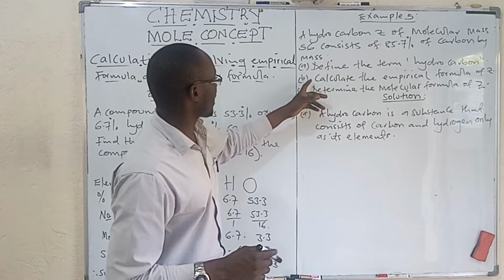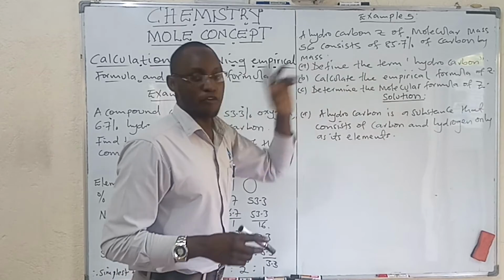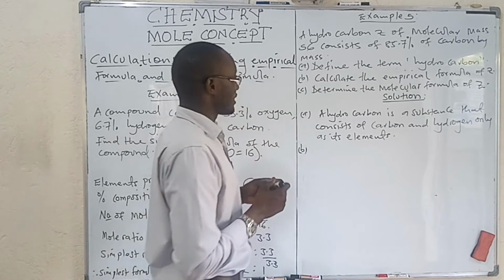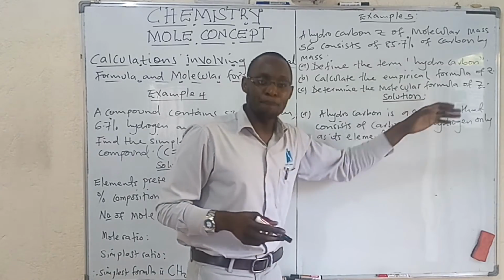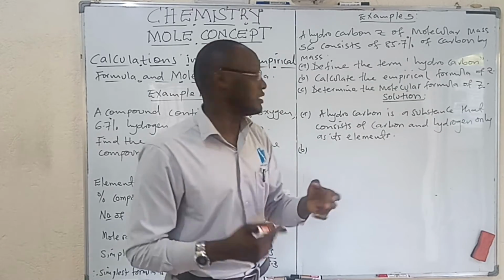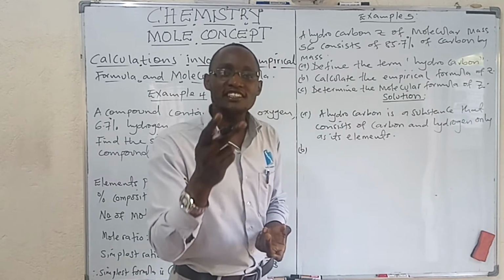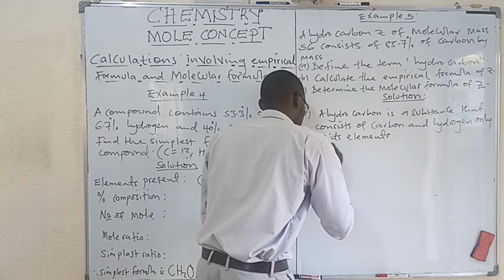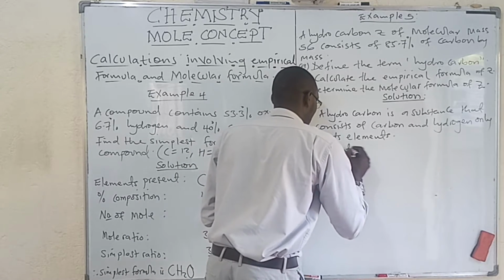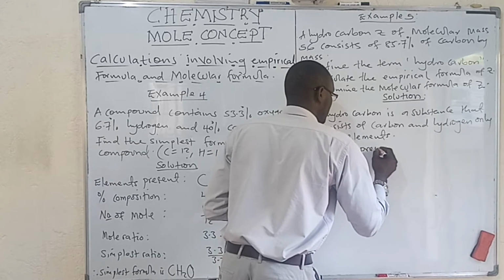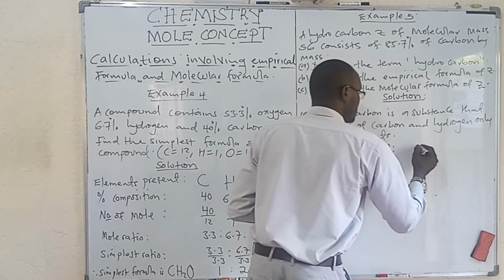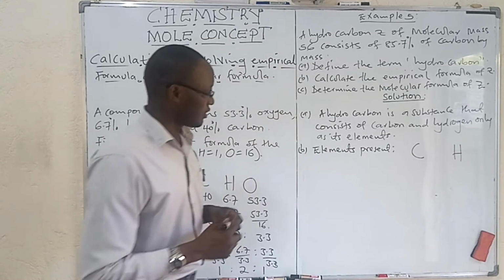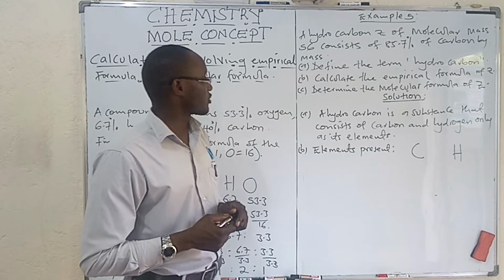Then let us move to part B. We are supposed to calculate the empirical formula of Z. So part B, Mr. Examiner, sir, we know very well that in any calculation of empirical formula, we start with the elements present. After knowing that a hydrocarbon consists of two elements, we can state them. The elements present are carbon and hydrogen. Write the correct symbols of those particular elements.